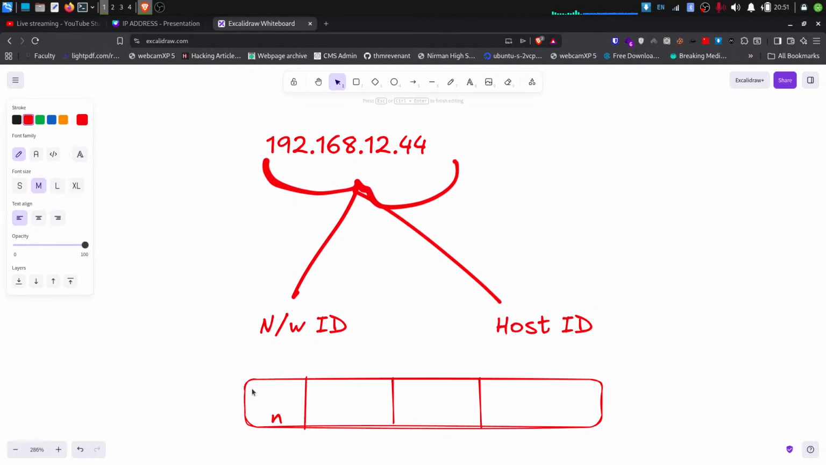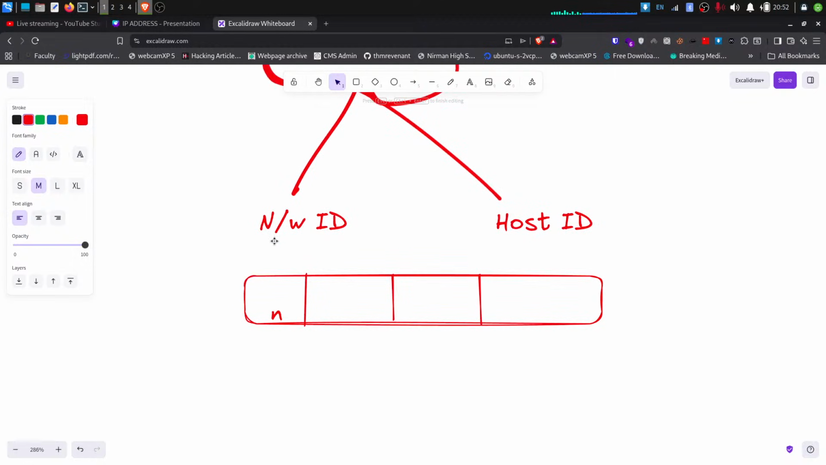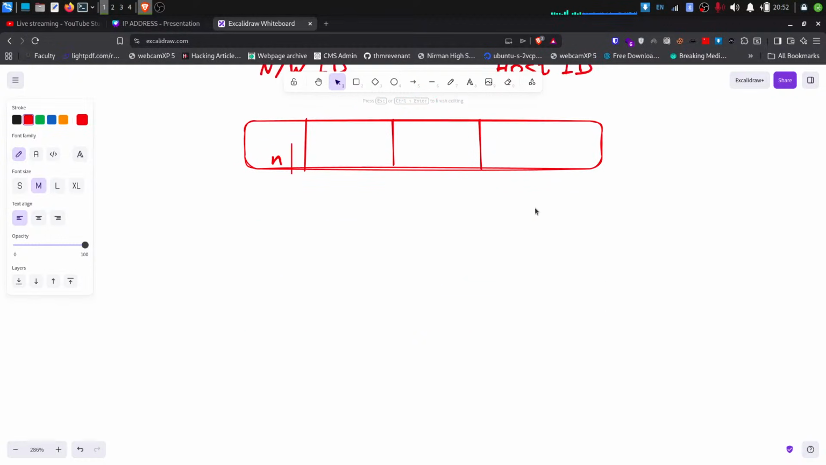No, not for all. No, for class C, not for every case. Okay, I was asking. Perfect, perfect. Let's move further. That's great that you guys already know about the network ID and host ID.